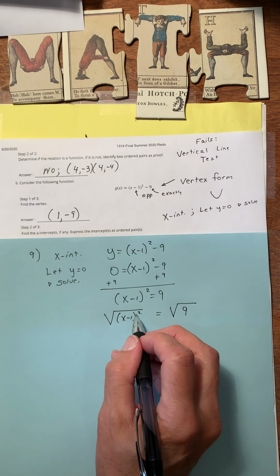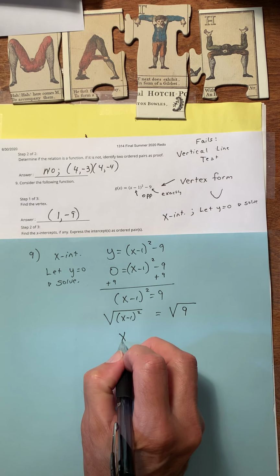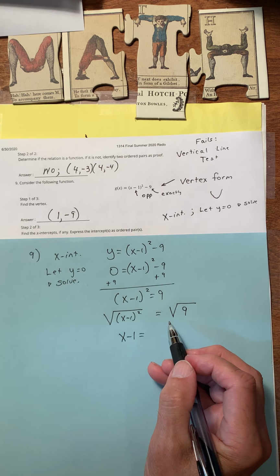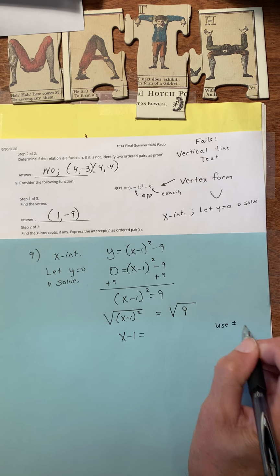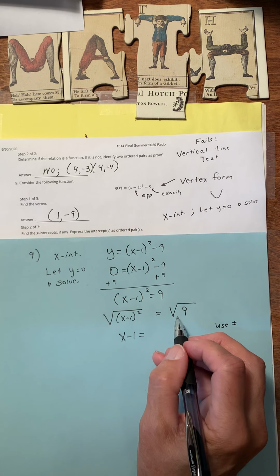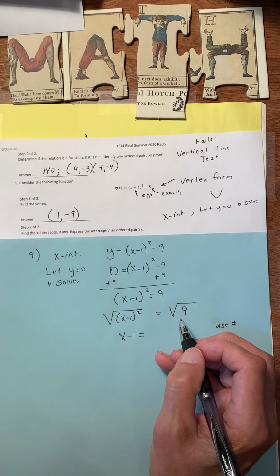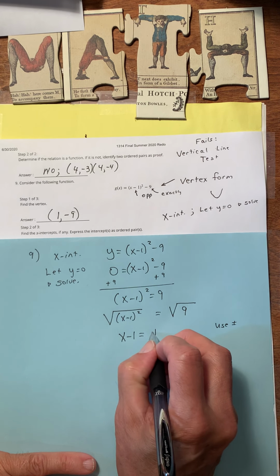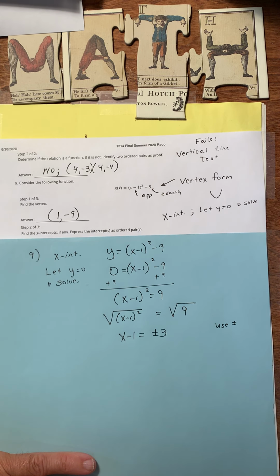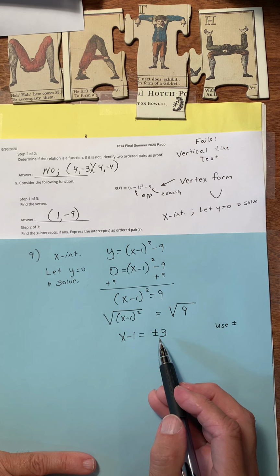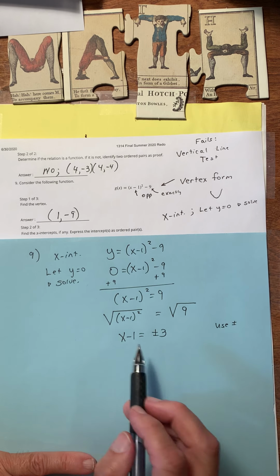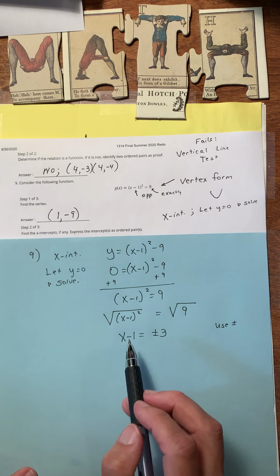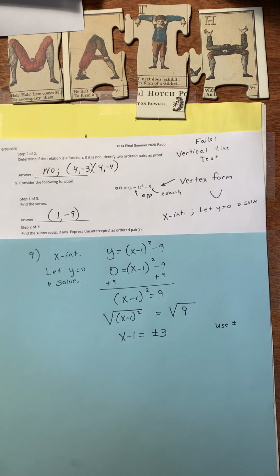When I take the square root of something squared, it's just the something. Now here's where you need to remember. I need to get two answers, so I take both the positive and negative square root of 9, plus or minus 3. So my intercepts are going to be x minus 1 equals plus or minus 3. That doesn't tell me what they are yet, does it? I need to solve this for x.